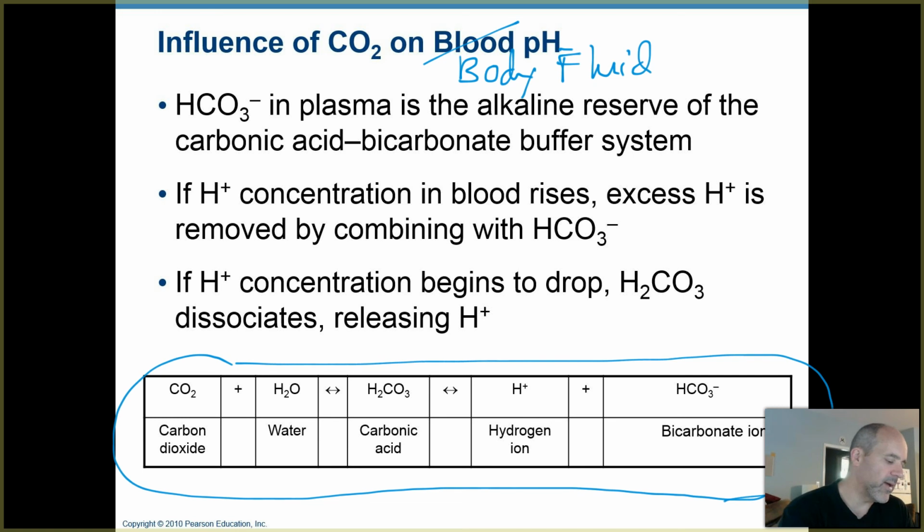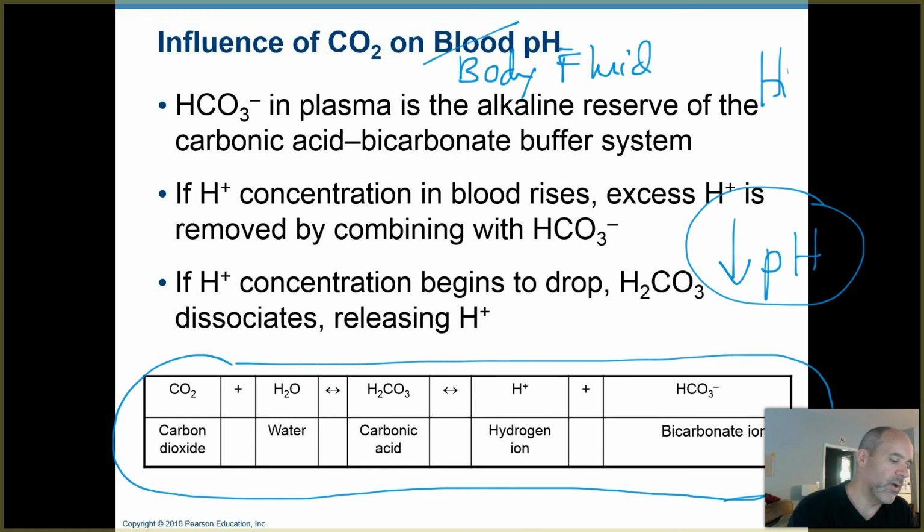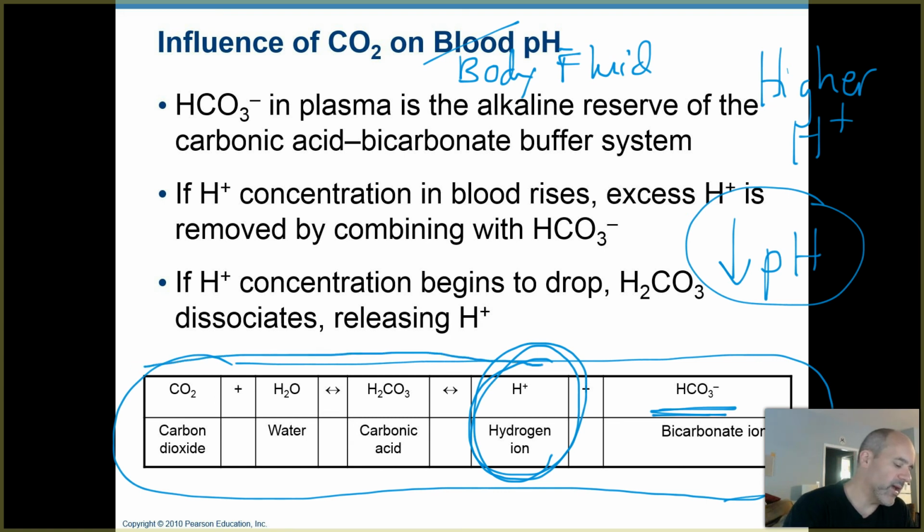All right, so let's think about this. Let's say the pH of your body fluids is dropping. They're becoming acidic. What does that mean about our hydrogen ion concentration? That means we have a higher hydrogen ion concentration. Well, if you have more of these around, they're going to find these bicarbonate ions, and it's going to tend to push this chemical reaction in this direction.